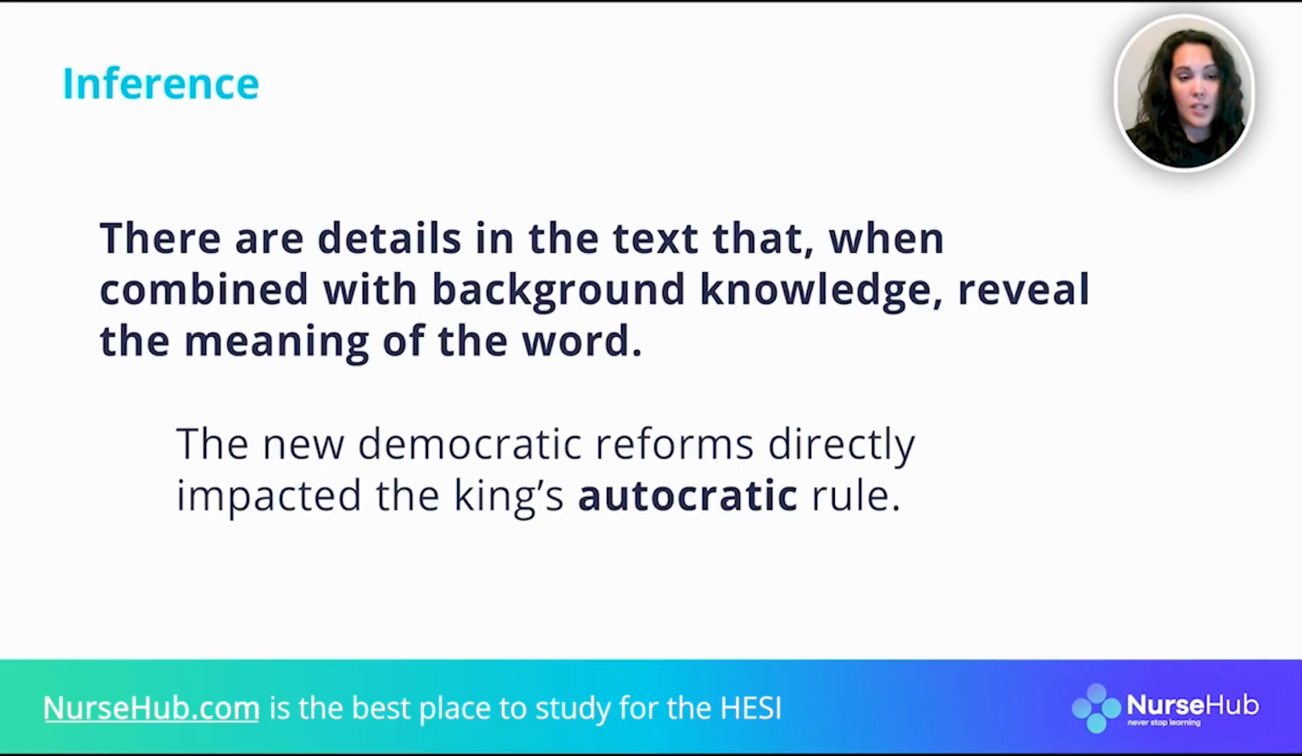You're going to have to make an inference, or an educated guess, as to what the definition of the word autocratic means. You can pull from your prior knowledge here about root words, prefixes, affixes, and couple that with your knowledge of context if you want. So I know that democratic means that the power rests in the people. I know that reform means changes. And if these changes impact a king whose rule alone is not based on what the people want, I can infer that the type of rule that this king has is one where one person is in power.